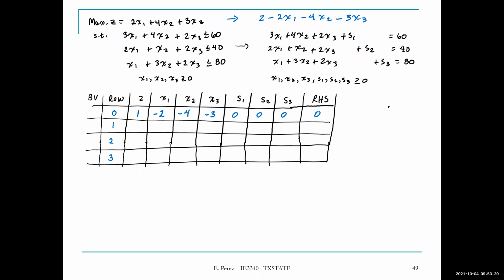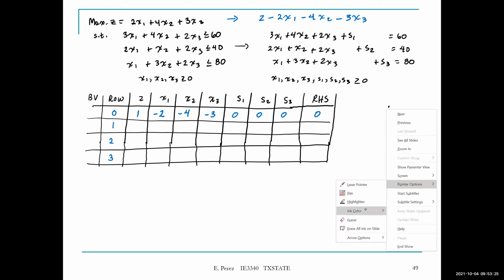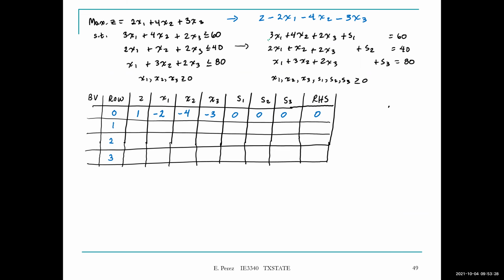So for the first constraint, I'm using these coefficients. So for Z, this is going to be 0. For x1, that's 3, 4, 2. For S1 is 0. I'm sorry, and this is 60. So that's row 1, which is for constraint 1.